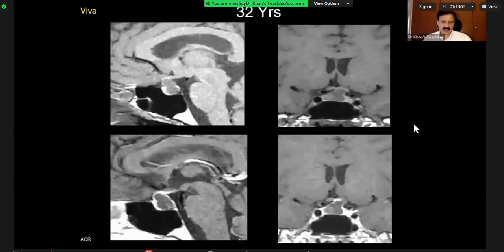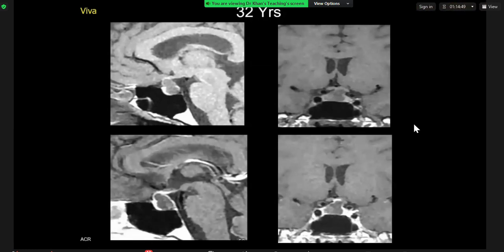Okay, what is happening here? On the top, the sagittal looks like a post-contrast. So within the sella, I can see this tissue which appears to be extending superiorly, and exerting a mass effect on the optic chiasm, as I can see on the coronals.